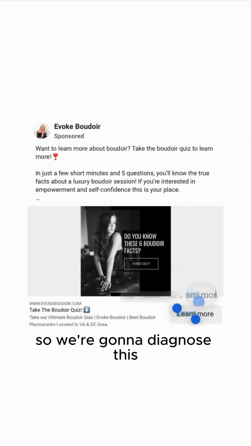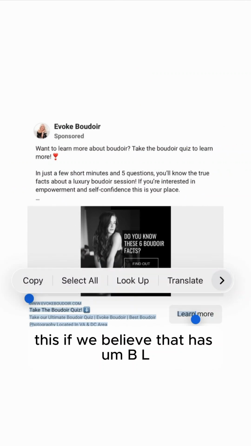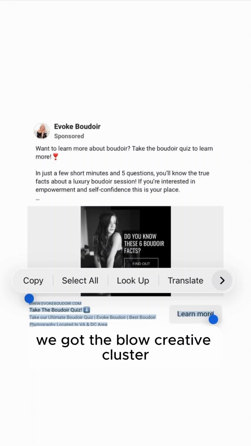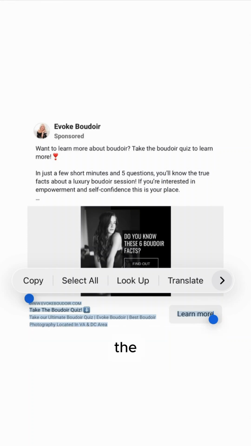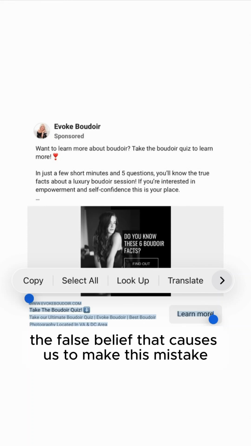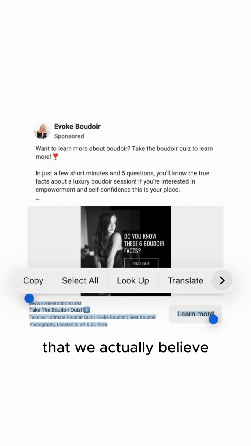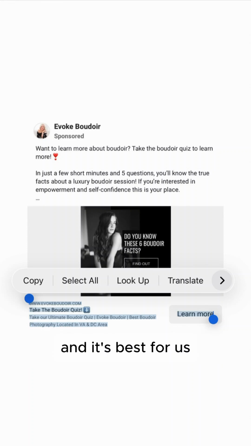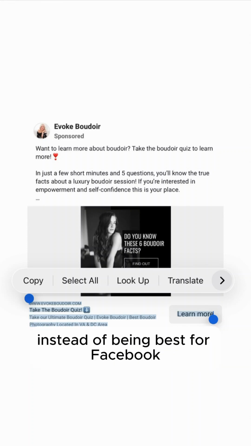So we're gonna diagnose this, see if we believe it has BLCS, aka Boudoir low click syndrome. So what I'm seeing here, we got the below creative cluster, the below creative cluster mistake. The false belief that causes us to make this mistake is that we actually believe that we're trusting what Facebook says we should fill out for our ads is what we actually should fill out, and it's best for us instead of being best for Facebook.